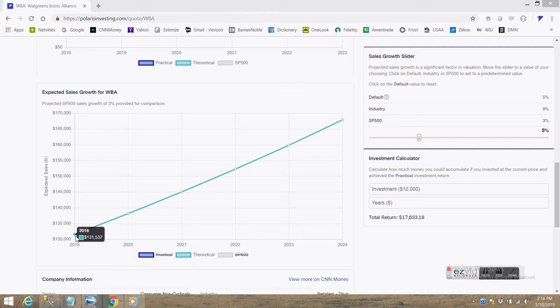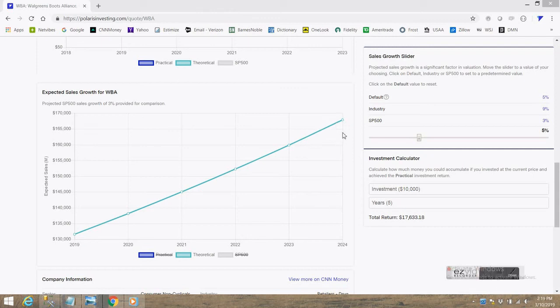Now, starting sales is important because it determines where you end up. In the case of Walgreens, we end up 5 years out at 167 billion. Well, the reason is because we're applying a 5% growth rate. So we apply it against a starting sales of 131, but if that 131 billion is not normalized, then where we end up is not an appropriate number.